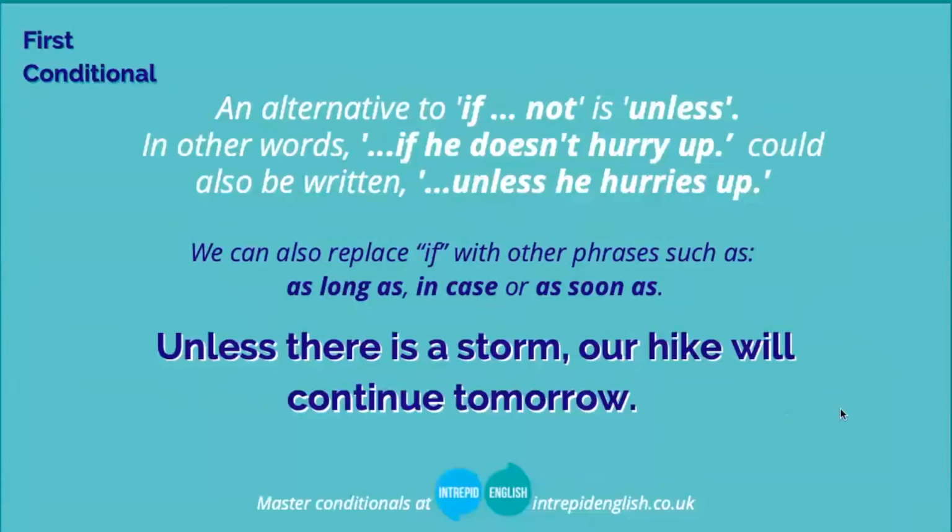Nice. So one really good alternative is, if you're going to say if not, you might want to consider saying unless. So if he doesn't hurry up would mean unless he hurries up. Okay, there's some other alternatives here as well. So we've got as long as, in case, or as soon as. Do you want to read that one for us, Caitlyn? So the example here is, unless there's a storm, our hike will continue tomorrow.